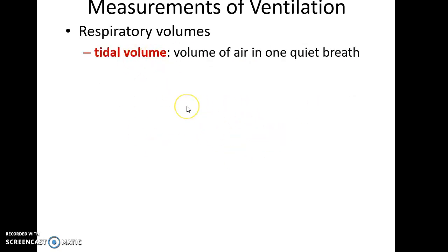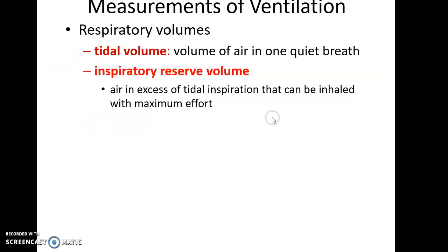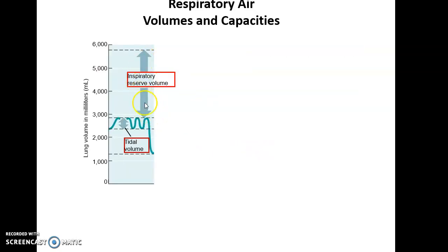So tidal volume is the volume of air in one quiet breath. So when you're at rest, breathe in, breathe out, that's tidal volume. So it is just a small amount, maybe 500, 800 milliliters. Then we have inspiratory reserve volume. This is air in excess of tidal volume that can be inhaled if you try to breathe in as hard as you can. So as you can see, you have extra space in the lungs. You can hold liters of air on top of the regular tidal volume.